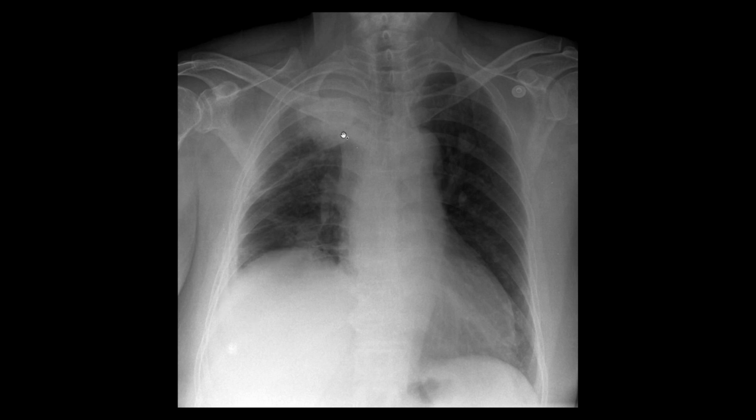And that's because, if you look in this film, there's an opacity in the right upper lobe of this lung that ended up being a cancer that was compressing on the phrenic nerve, causing phrenic nerve palsy.